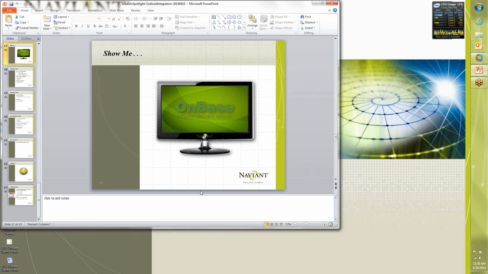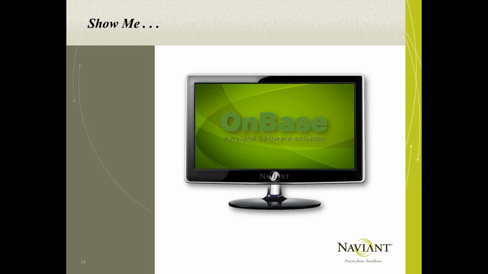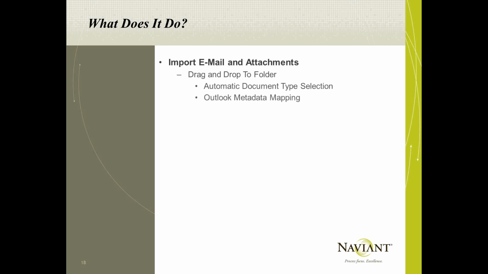So let's finish up the presentation here. So what does it do? Again, just to recap here, you're able to import your emails and your attachments either via that drag and drop capability to a folder that you configure, which by doing that you can have the system automatically determine the document type based upon that folder. You can map your Outlook metadata to OnBase keywords so that you can start doing that automated indexing.